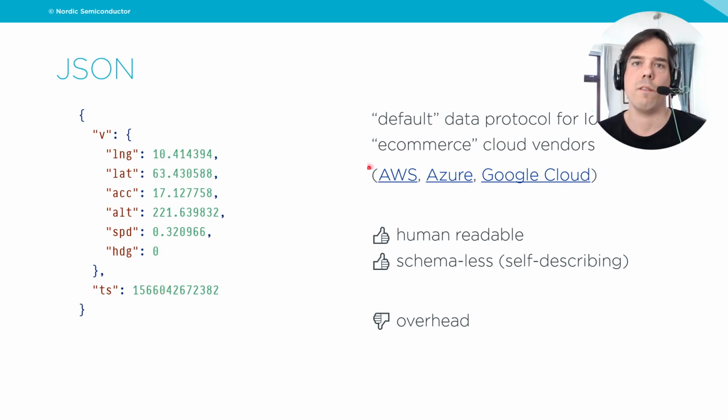So JSON is the default data protocol for IoT and e-commerce cloud vendors like Amazon, Microsoft, and Google. This is their default out-of-the-box choice because it has big advantages. It is human readable and schemaless, schemaless meaning the data itself is self-describing, so it tells you what's contained in the message. This makes it a great choice during development. It's easy to look at the data, and it's great for humans, but it's a big overhead for machines. Machines don't need this context information.